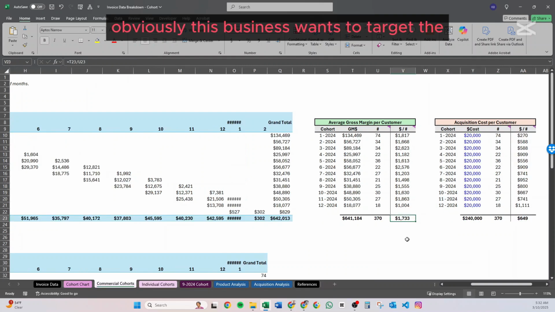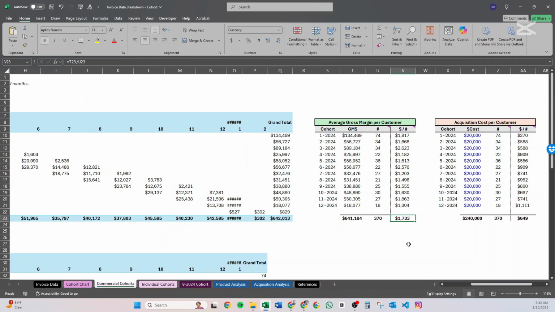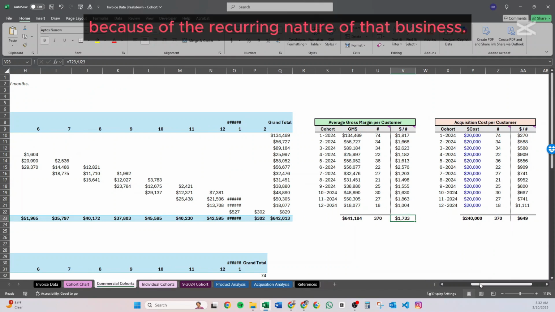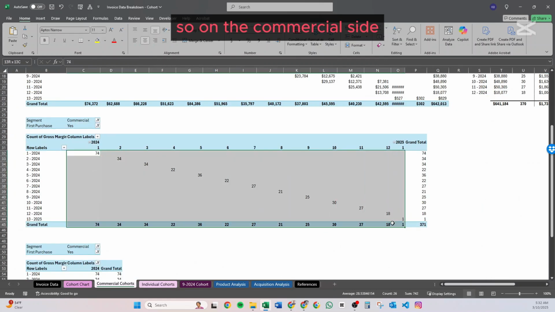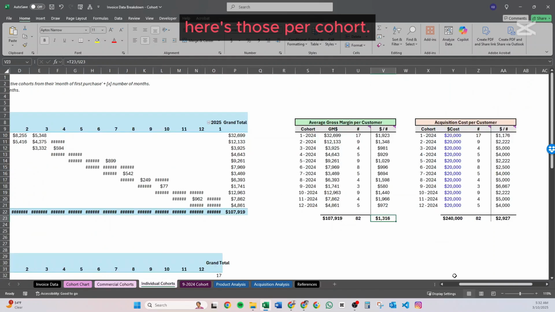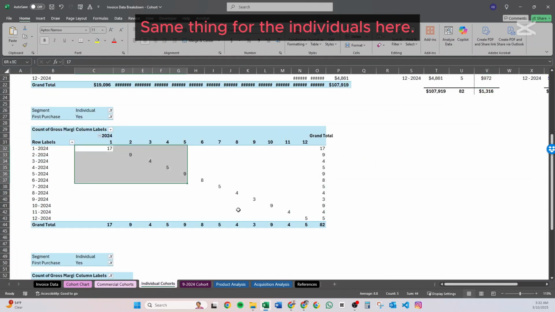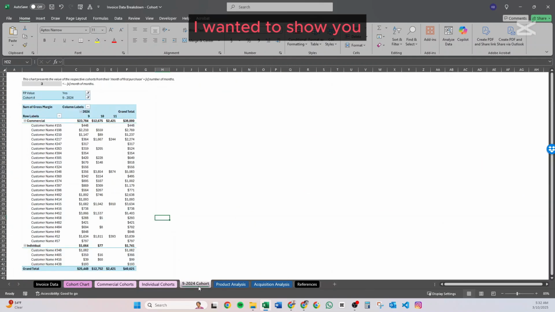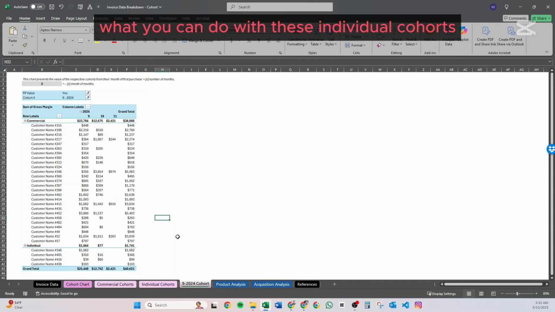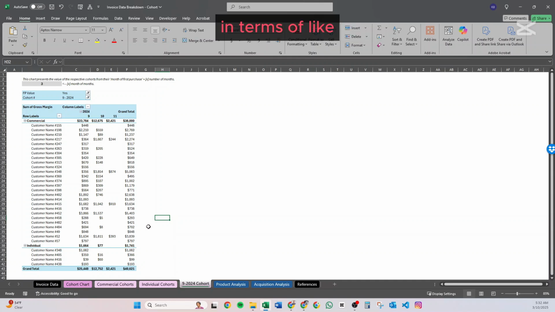Obviously this business wants to target the commercial customers because of the recurring nature of that business. And then you can see the number of each of those as well here. So on the commercial side, here are those per cohort. Same thing for the individuals here. And then I wanted to show you what you can do with these individual cohorts in terms of slicing them up.